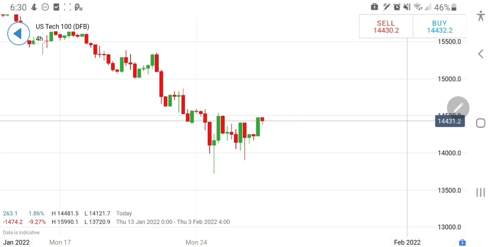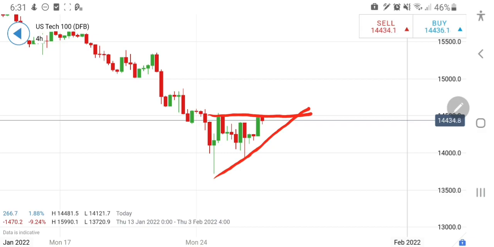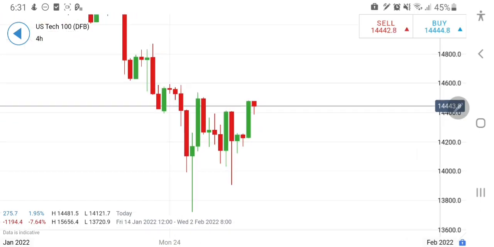Now it is consolidated in this zone with a narrowing triangle between 14,500 and, on the downside, we have seen already close to 13,700 levels. Now it is trying to break out of this zone, and whenever such a breakout happens, it is going to be a strong breakout, and it probably tries to achieve the 14,800 zone, and in fact can go well beyond these levels also. But this is just on 4-hour charts.